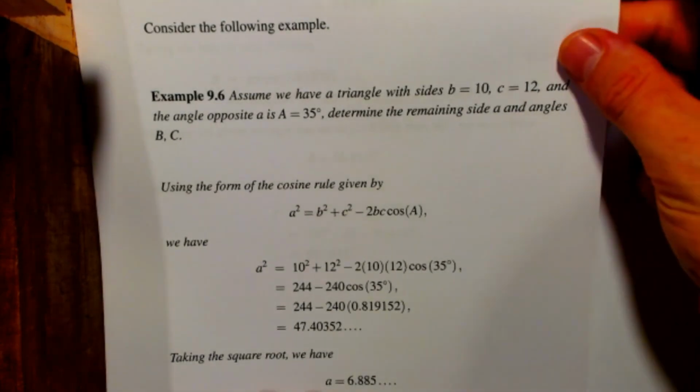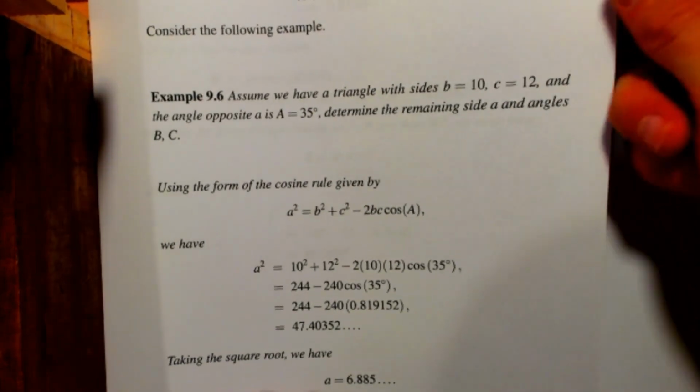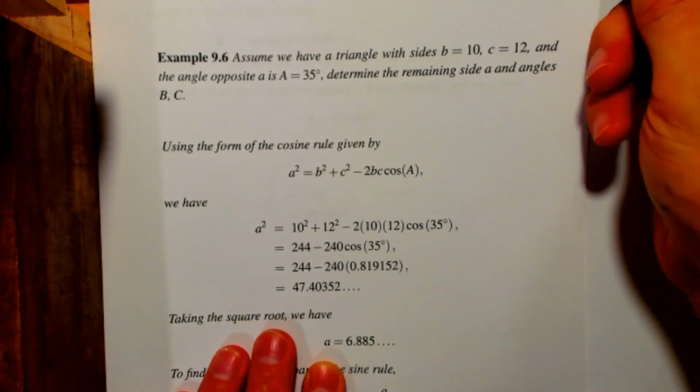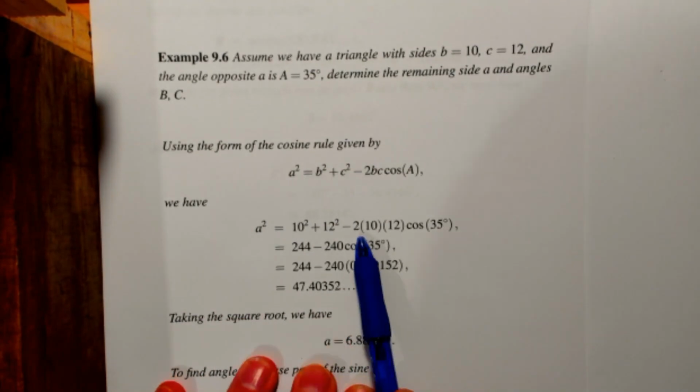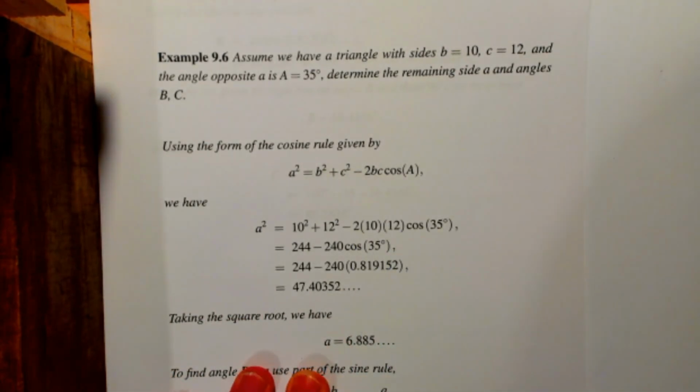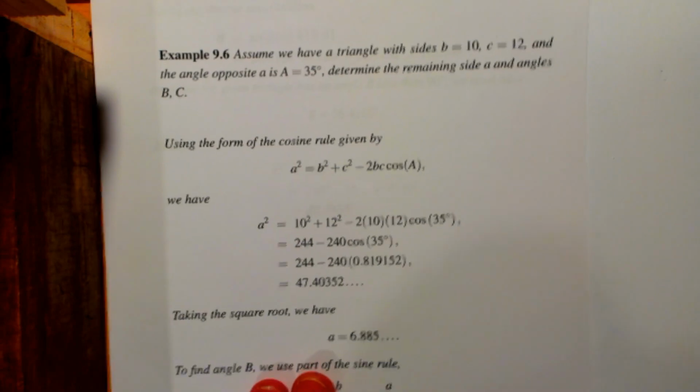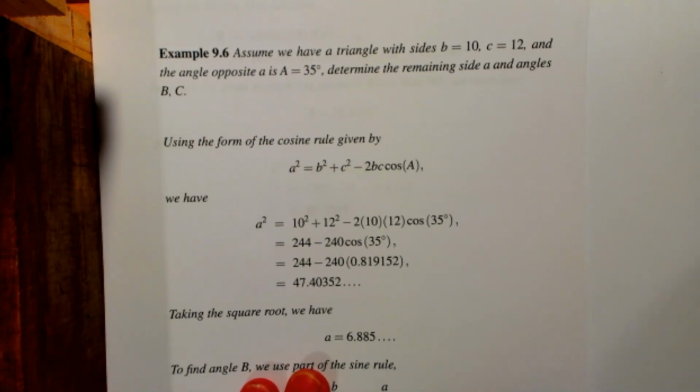All right, so let's use the cosine rule. So we have A squared is 10 squared plus 12 squared minus 2 times 10 times 12 cos of 35 degrees. Simplifying this, we have 244 minus 240 cos 35. Now cos 35 gives us 0.819152, and so we simplify this and get A squared is 47.4035 and so on.